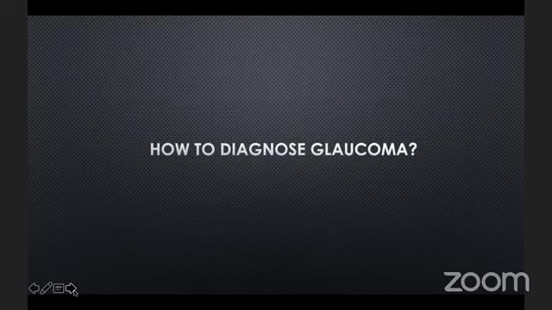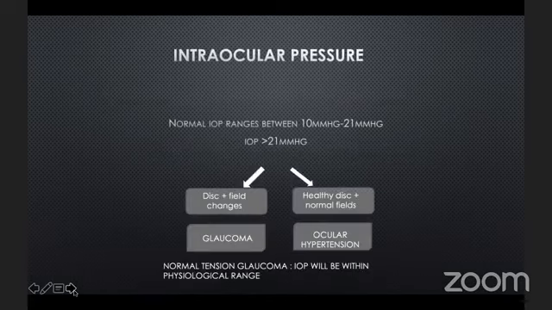Now, how to diagnose glaucoma? First and foremost is the estimation of the intraocular pressure. As we are repeatedly mentioning, glaucoma is a disease associated with raised intraocular pressure. Now, what is the normal intraocular pressure then? Well, the normal IOP in any human eye ranges between 10 and 21 millimeters of mercury.